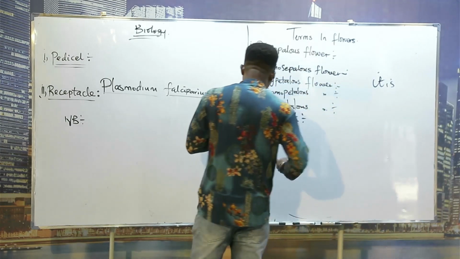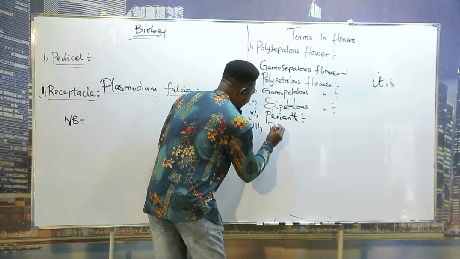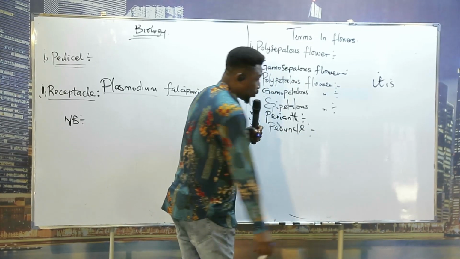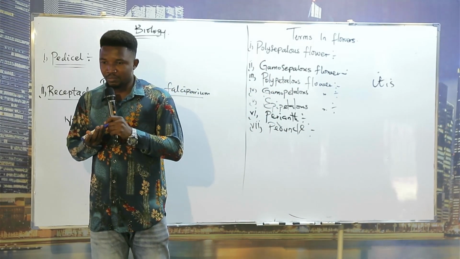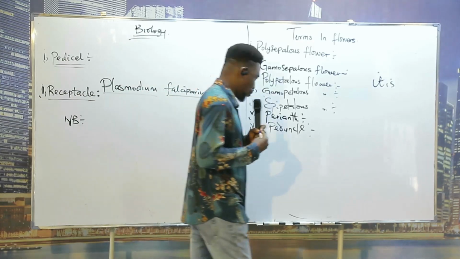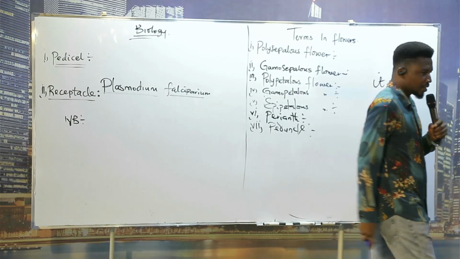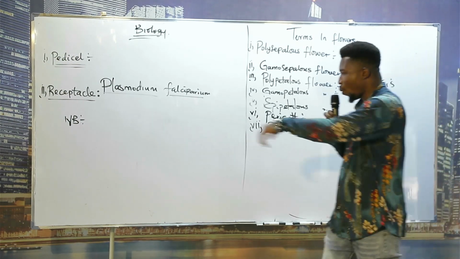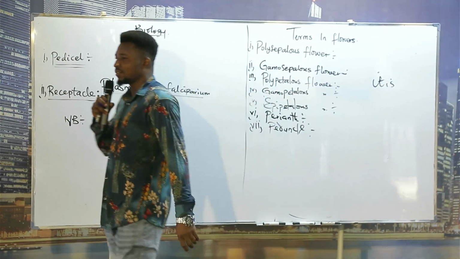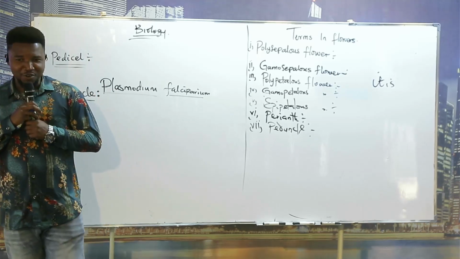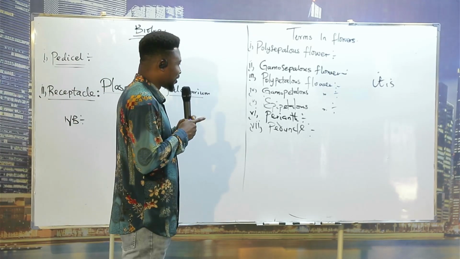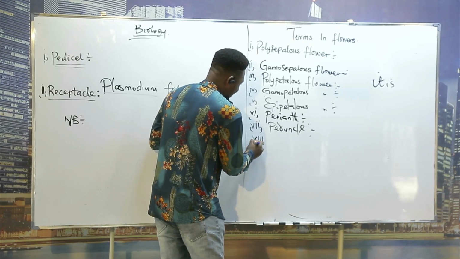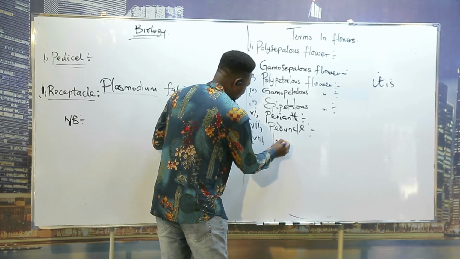Okay, another terminology of a flower is peduncle. That should be the seventh term in flower. Peduncle. What is peduncle? I don't know. Okay, before we even discuss that, can we discuss inflorescence? Because it's mostly associated with an inflorescence.